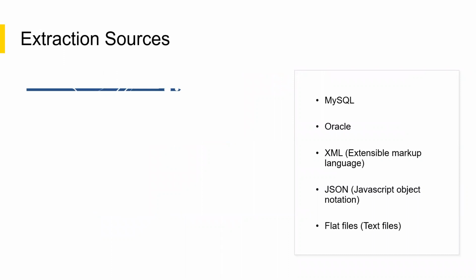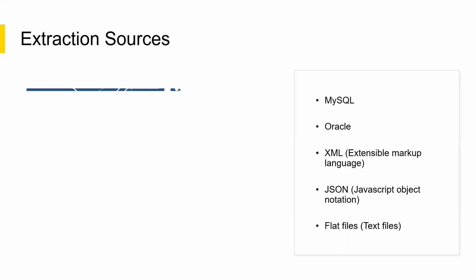Then these are different extraction sources from where you are extracting your data. The first step is extraction. These are just some examples, not all the extraction sources. There are different ones, but the most commonly used are MySQL and Oracle, XML, JSON, and flat files. MySQL and Oracle are customer based. You get the data from the customers.